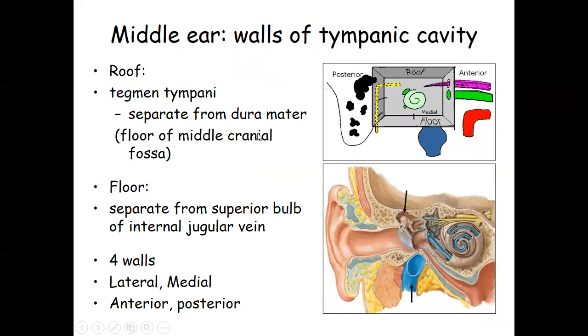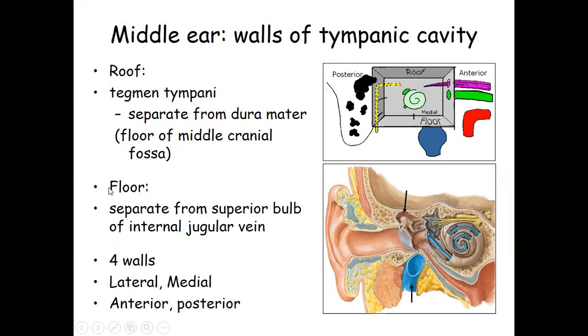Okay, now we're going to proceed with the next slide on the walls of the tympanic cavity. So we have the roof, we have the floor, we have four walls. For the roof, it is formed by the tegmen tympani. So you can see here, this is the tegmen tympani. It separates the cavity from the dura mater and the floor of the middle cranial fossa. So you can see here, this is the floor of the middle cranial fossa.